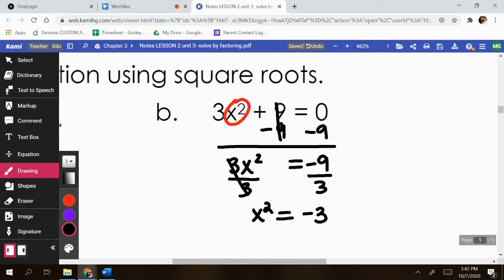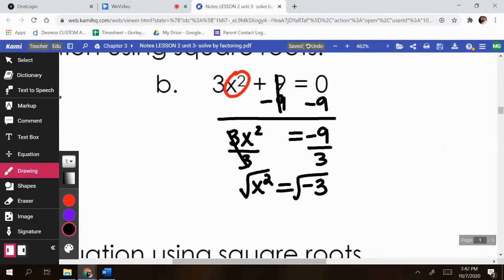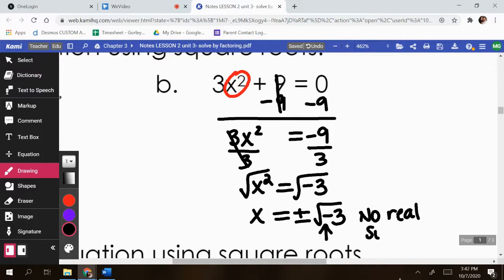Then I'm going to go ahead and square root both sides. Don't forget, anytime I'm doing a square root on both sides, we need to put plus or minus. And so we get x equals plus or minus the square root of negative 3. This is a problem. I cannot have a negative number under a square root. This would be an example where there is no real solution.